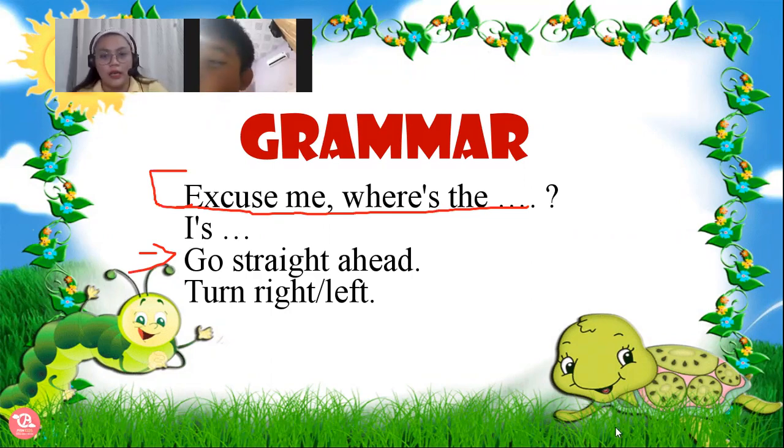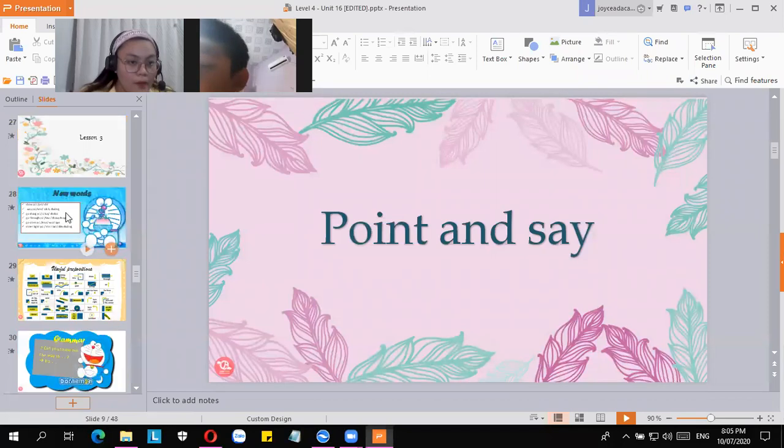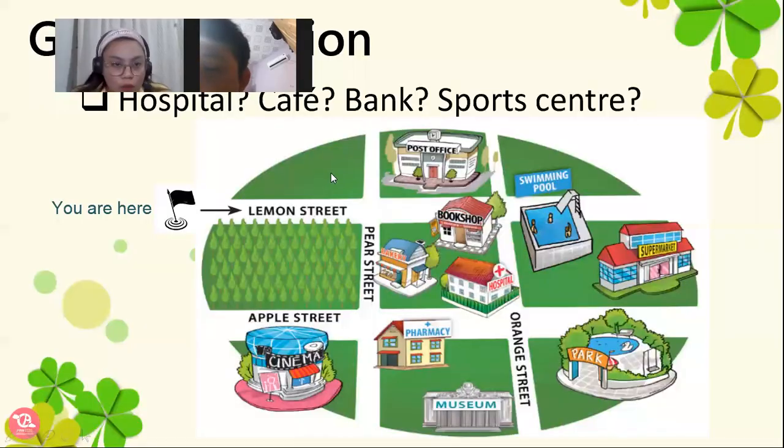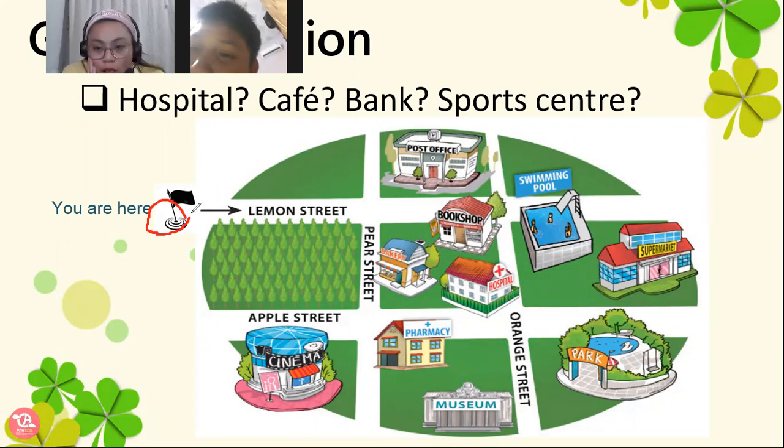Okay, now let's have the map. Here we go. Okay, so let's go to the hospital first. So if we are here, how do we go? Yeah, how do we go to the hospital? Where is the hospital? The hospital is in here. Okay, very well. So there is the hospital. So how would we say that direction?